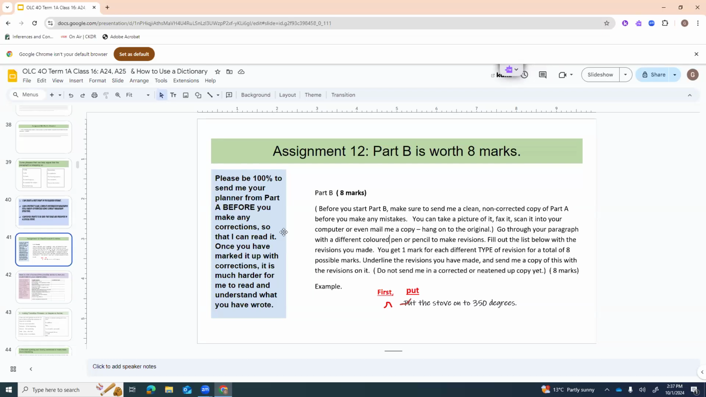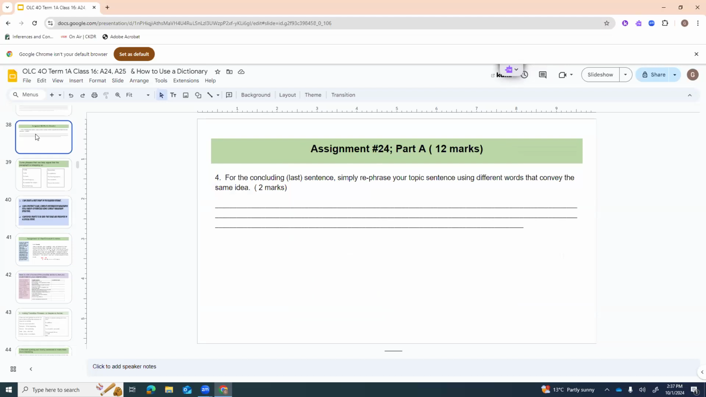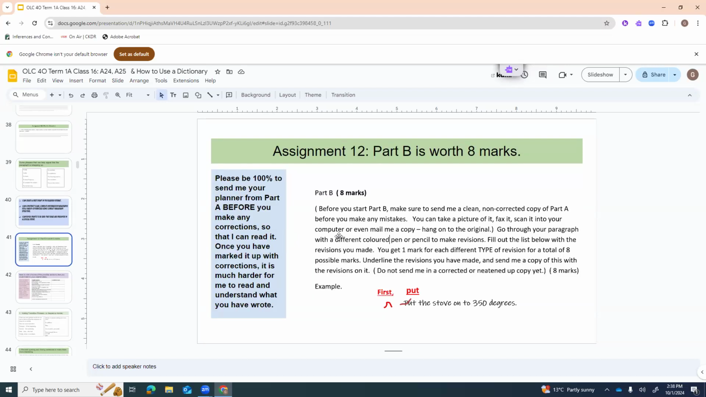All right. Now you go through that paragraph, or, it's not a paragraph yet, it's just all set up in your organizer. Go through that and make all the possible corrections you can make. You get 1 mark for each different type of revision for a total of 8 possible marks. I'm going to show you the revisions possible in the next line. Underline the revisions you've made and send me a copy of this section with the revisions on it.